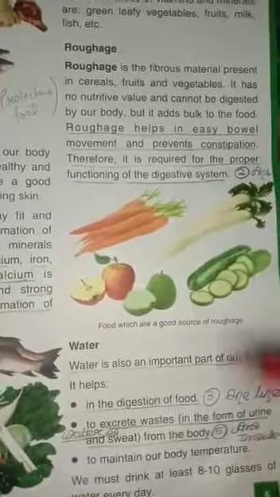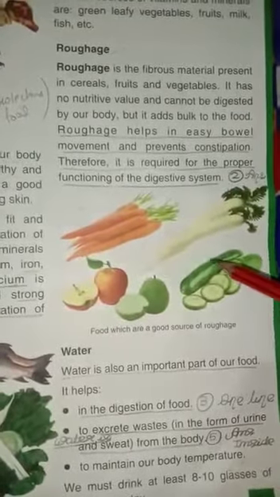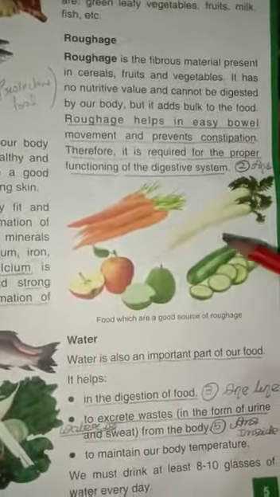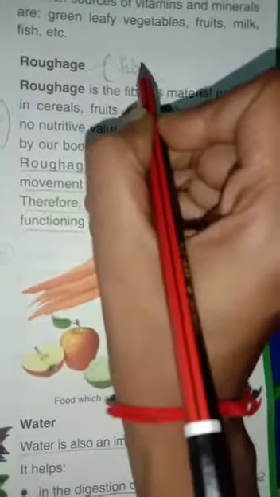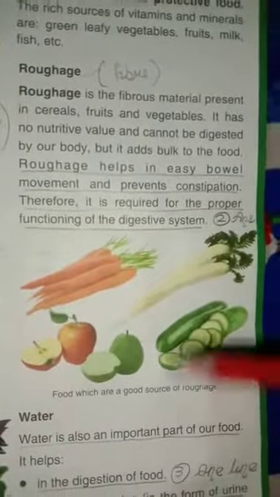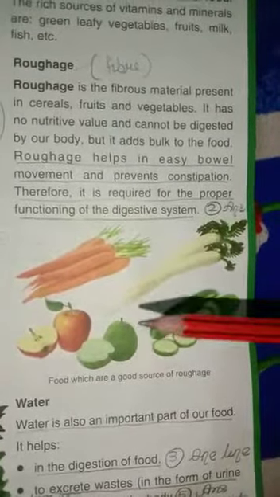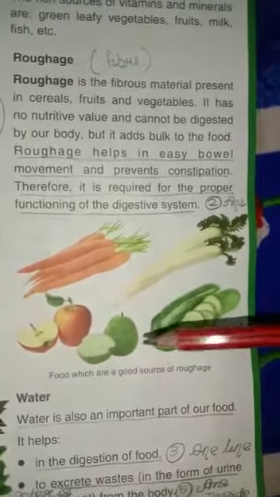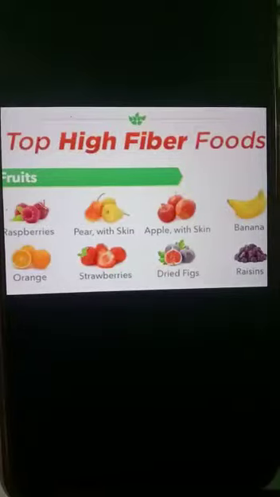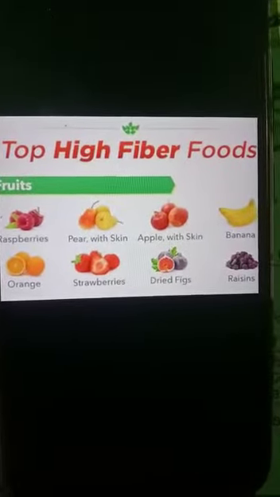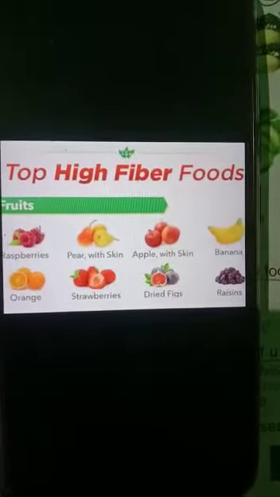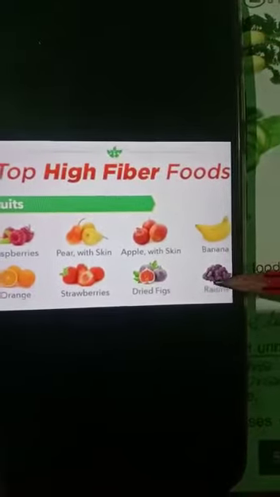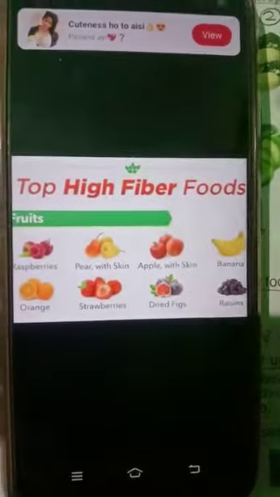It passes through the body undigested, keeping your digestive system clean and healthy. So we should eat this in our daily life. Okay, these are roughage. Look, or we can also say fiber. So fiber is a type of carbohydrate that the body doesn't digest. Okay, fiber can be soluble or insoluble. See here, top high fiber foods are raspberries, pear, apple, banana, orange, strawberry, dried figs, and raisins that are the rich sources of fiber.